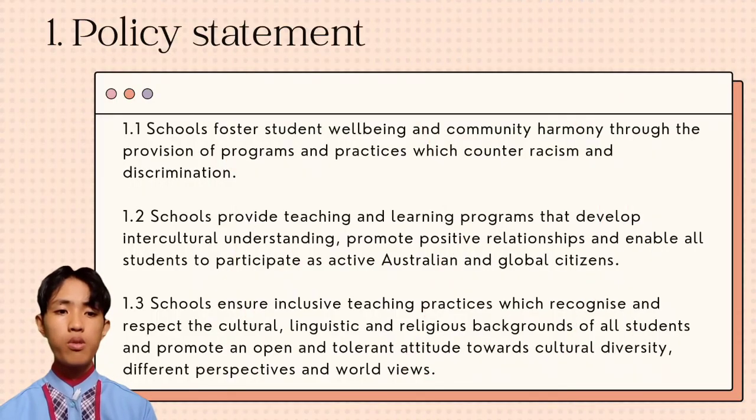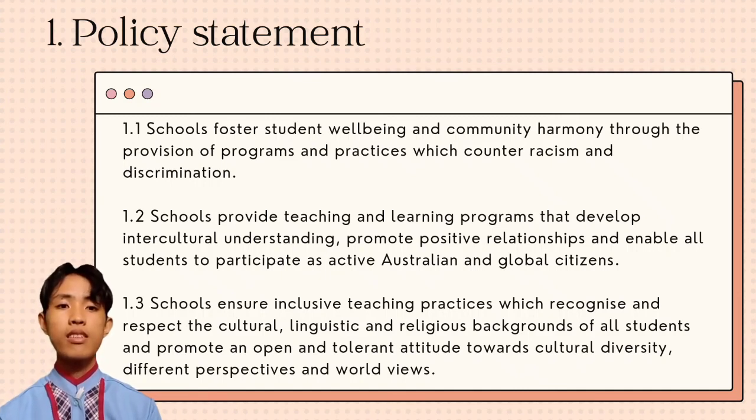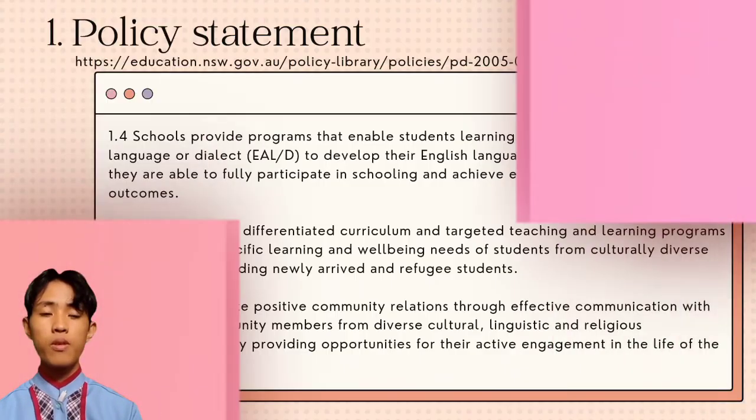Number one, schools foster student well-being and community harmony through the provision of programs and practices which counter racism and discrimination. Number two, schools provide teaching and learning programs that develop intercultural understanding, promote positive relationships, and enable all students to participate as active Australian and global citizens. Number three, schools ensure inclusive teaching practices which recognize and respect cultural, linguistic, and religious backgrounds of all students and promote an open and tolerant attitude towards cultural diversity, different perspectives, and worldviews.